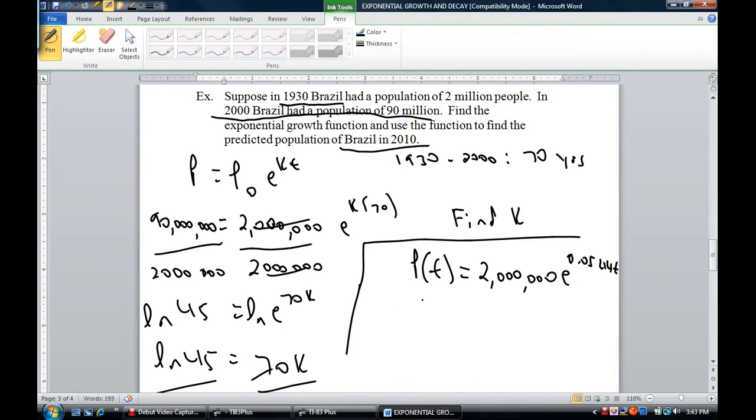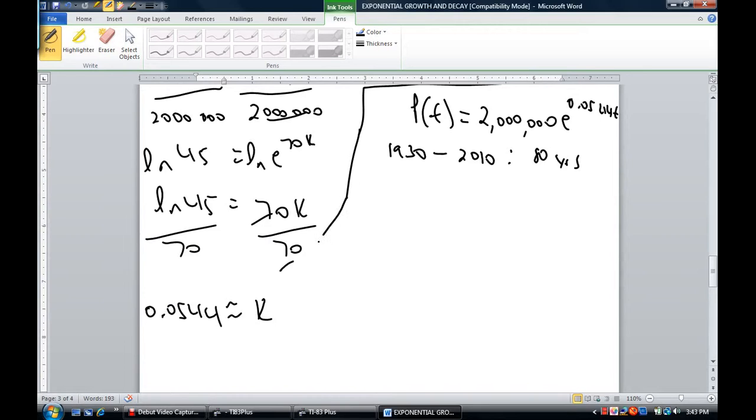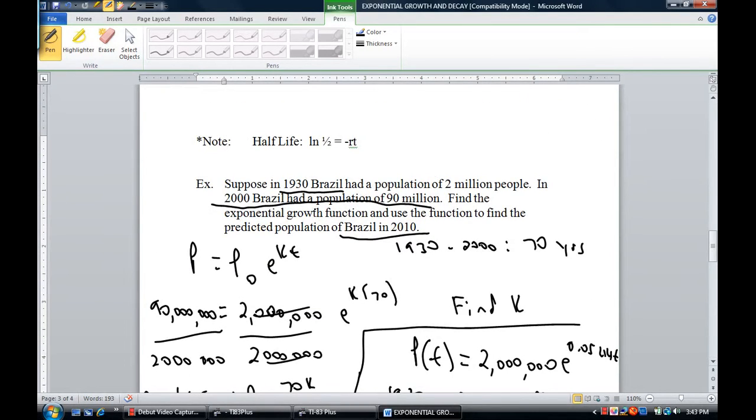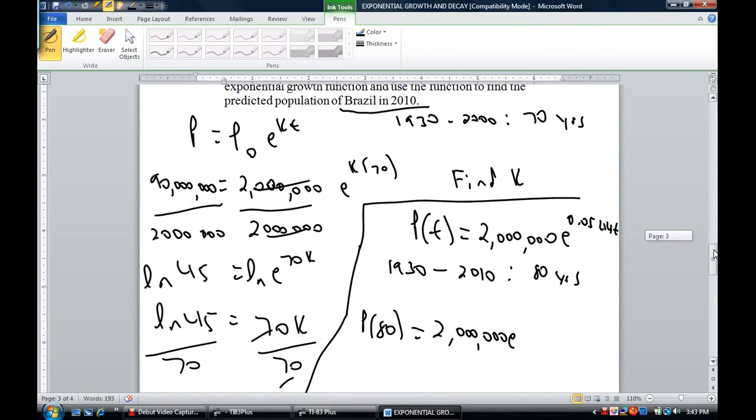Now, all we need is the t, but keep in mind, the 2 million was for the year 1930, and so for 2010, how many years has that been? 80 years. So that's how we find our t. So we're going to find P of 80. P of 80 equals 2 million e. And by the way, I haven't mentioned this yet, the population was increasing. That's why we're using the positive exponents. It's not a decay, it's a growth.